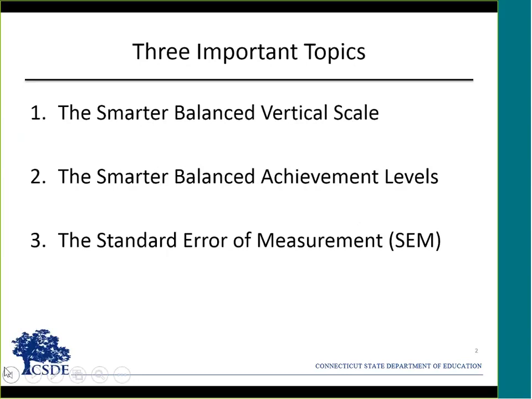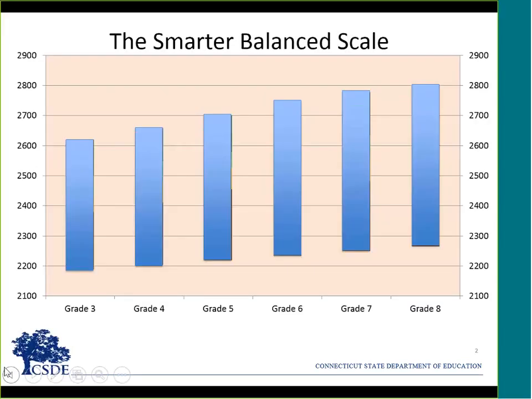To understand how the claim level performance categories are determined, we first need to become familiar with three important topics. First, the Smarter Balanced vertical scale. Second, the Smarter Balanced achievement levels. And third, the standard error of measurement. Let's start by reviewing the Smarter Balanced scale.